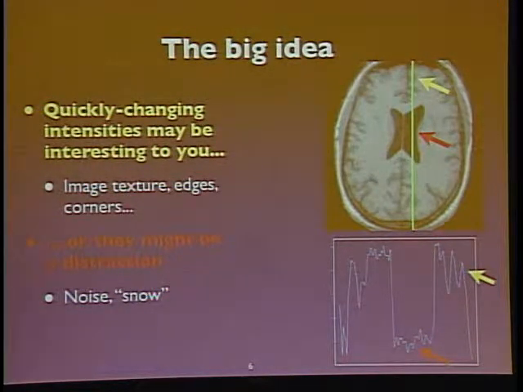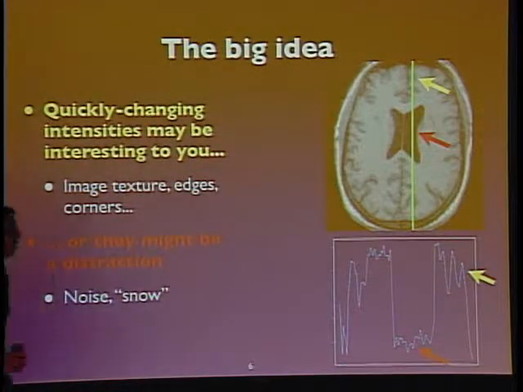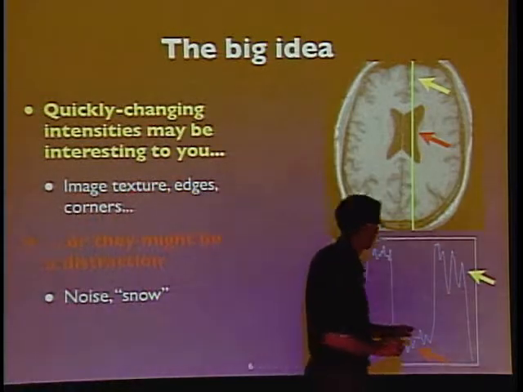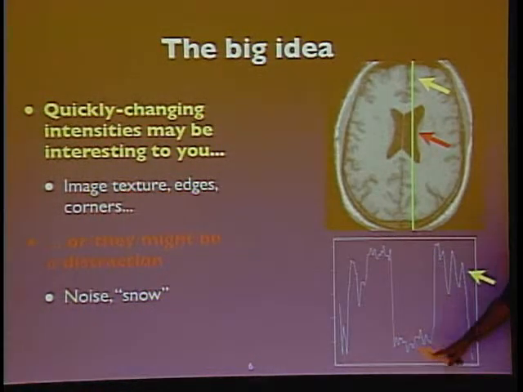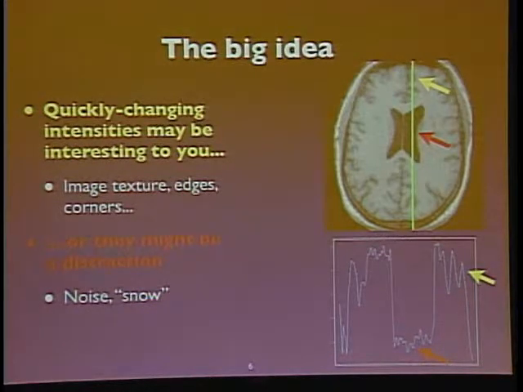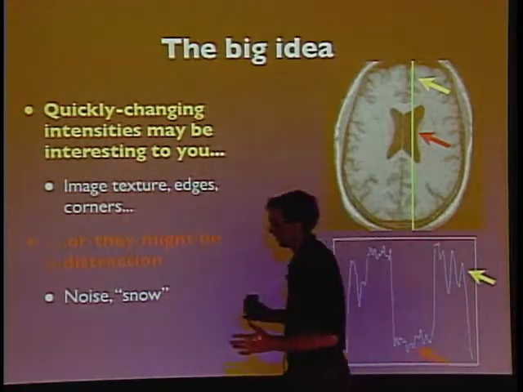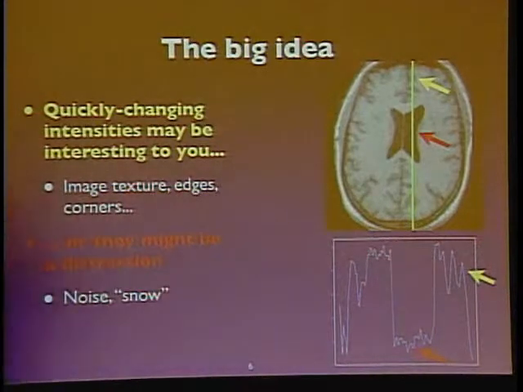Now, the flip side of that is that quickly changing image intensities might be a distraction as well. If you focus your attention on the image intensities within the dark region right here, you'll notice that they are not perfectly flat. There's this thing called image noise. It's in every image that you have ever taken, and especially in every image that you have ever taken with a mobile device.